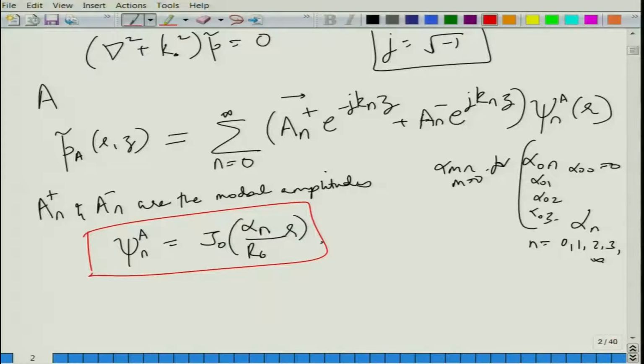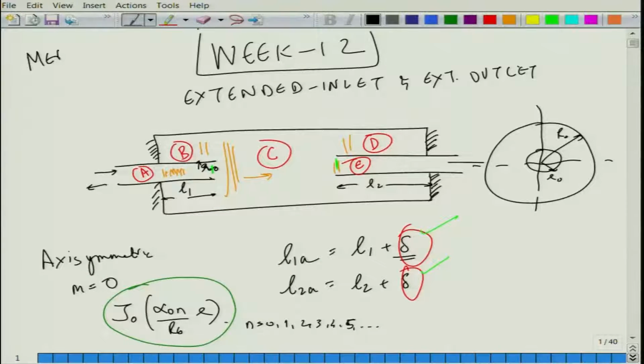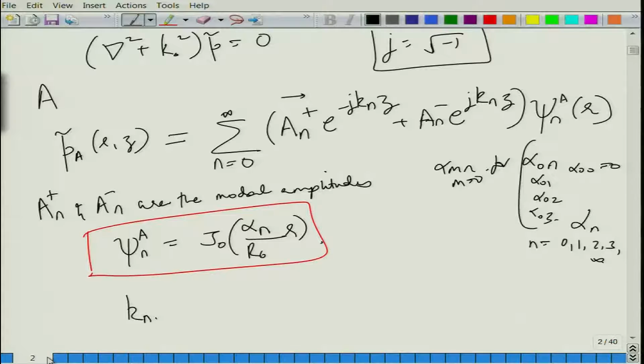Now we have expanded the solution for this region, and k n is something that we need to worry about. There is no mean flow, I forgot to mention; mean flow is absent, or you can just ignore it, a stationary medium is considered. So what is k n? k n is nothing but the square root of k naught squared minus alpha n by r naught squared.